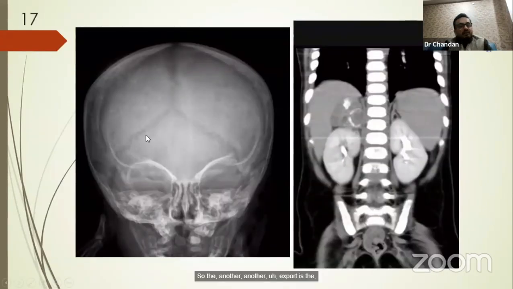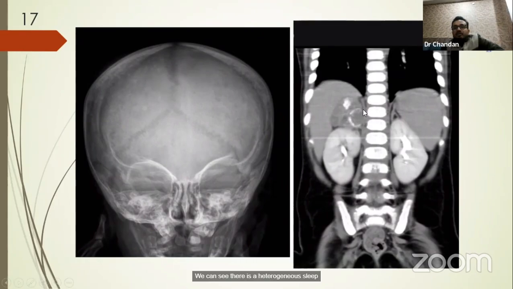So the another spotter is the frontal radiograph of a child, and the other side of the image is the coronal CECT image of the abdomen. We can see there is sutural diastasis, and multiple tiny punctate radiolucent lesions seen in the skull. Sutural diastasis is the classical picture, and the classical diagnosis in any infant or pediatric child is neuroblastoma.